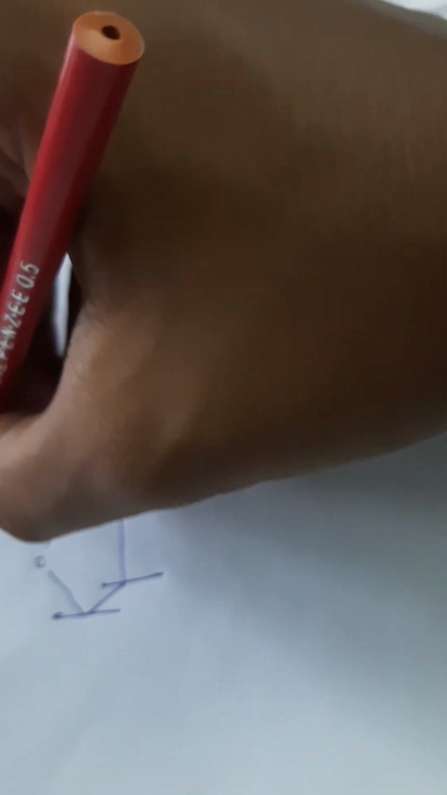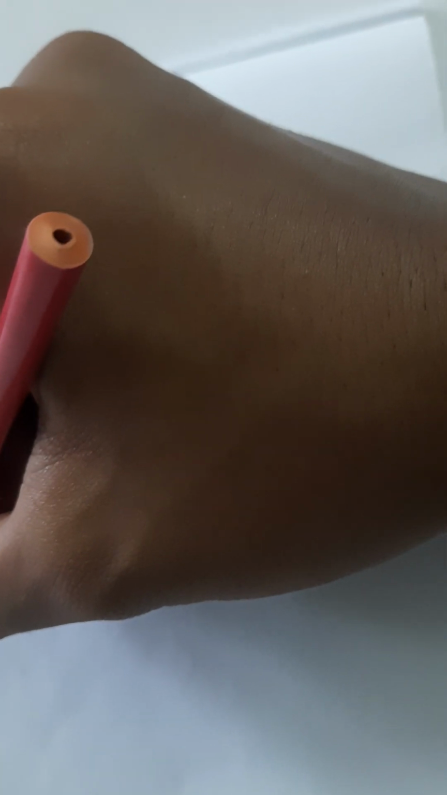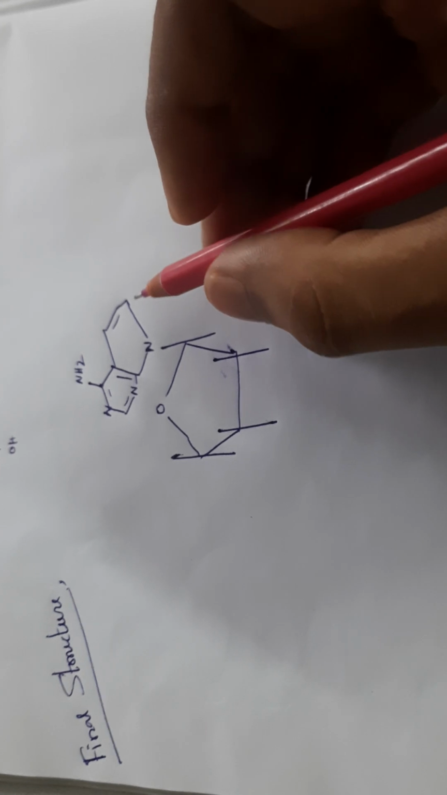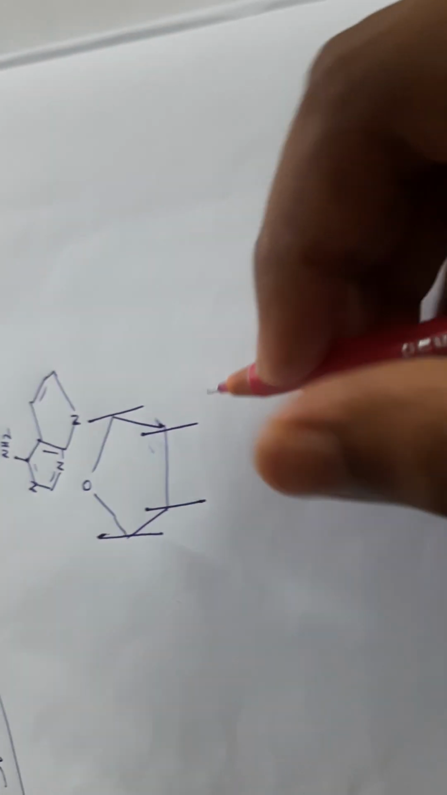So let's see the final structure. The ribose sugar: here the OH group is binding, so I first draw this, then here. It's not so good, but you understand what I mean here.